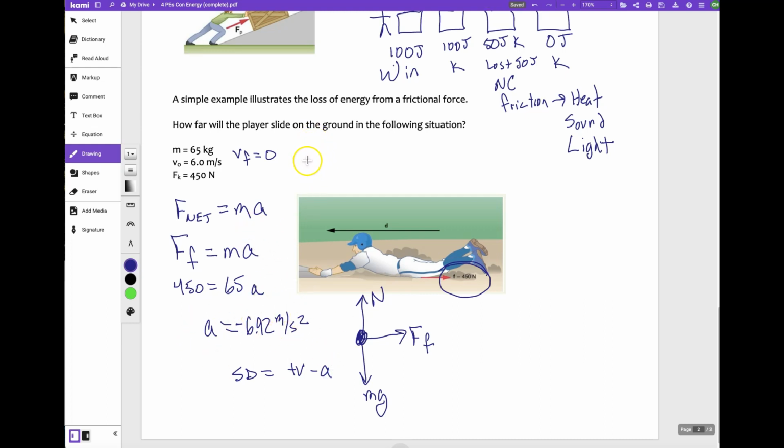I can very easily find how far the player will slide by just using Vf squared is equal to Vo squared plus 2 times my acceleration times the change of position. So this is 0 is equal to 36 minus 2 times 6.92 times delta x. And so 36 divided by 2 times 6.92 is going to be equal to a change in position of approximately 2.6 meters.